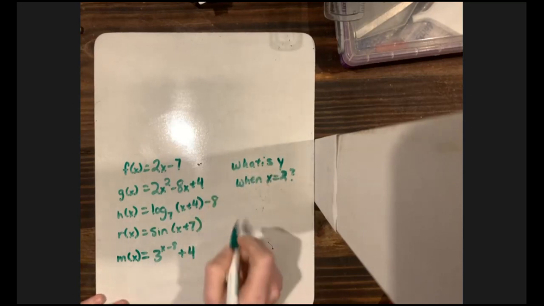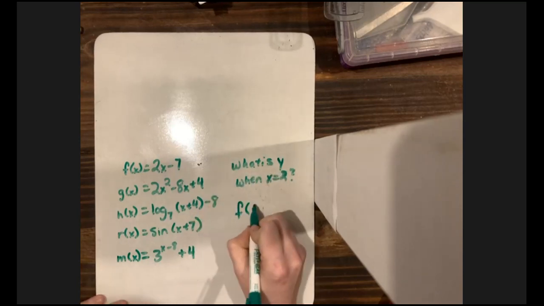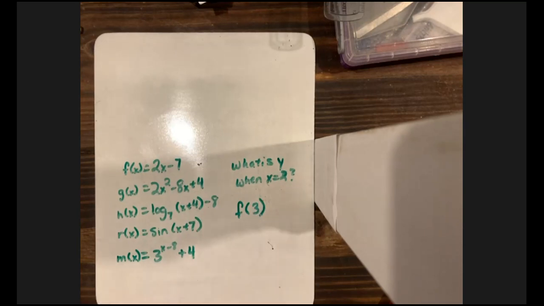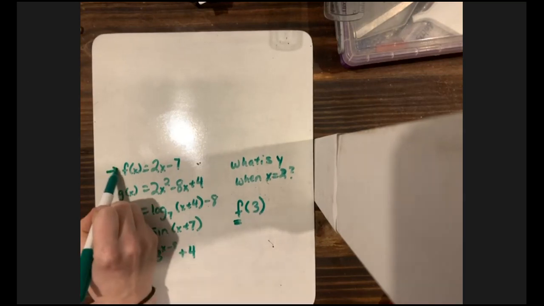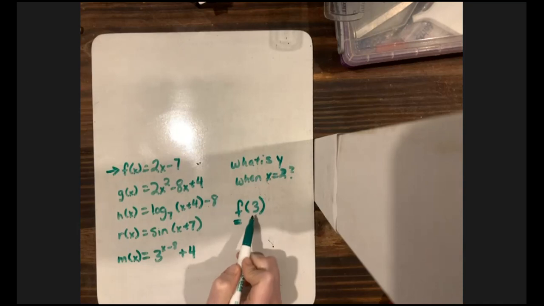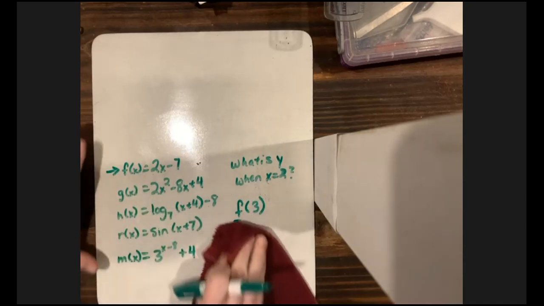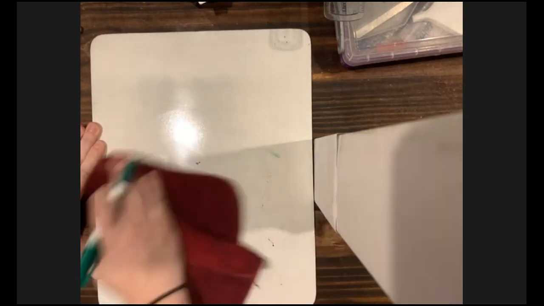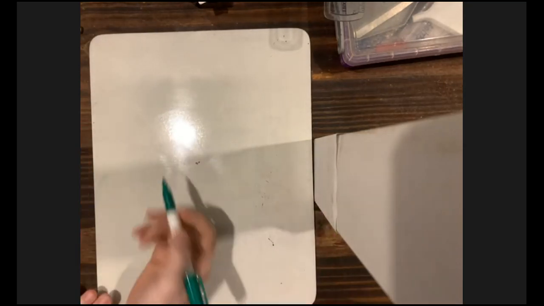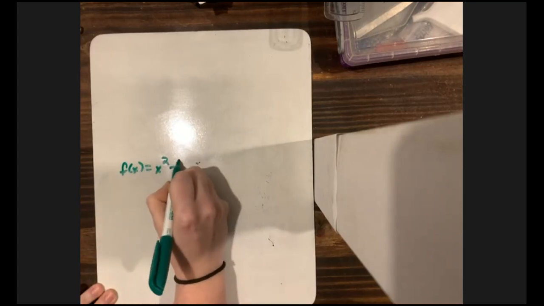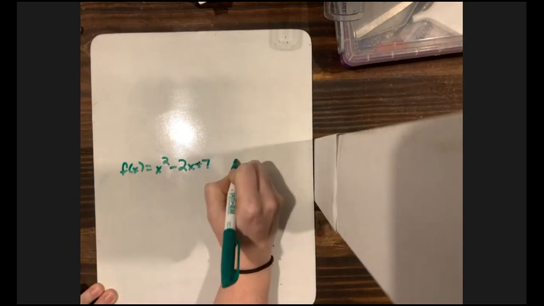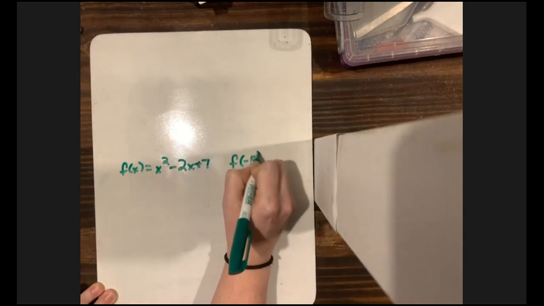So now, instead of asking this question, if we use the notation f of 3, this tells me two things. Number one, it tells me which equation you want me to use. Secondly, it tells me what value you want me to plug in for x. So now, taking a look at an example of one of these. We've got f of x equals x squared minus 2x plus 7. And they want us to find f of negative 5.